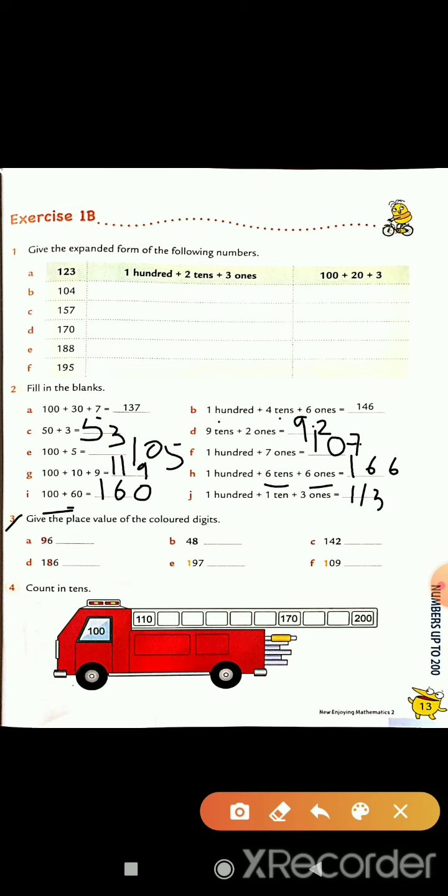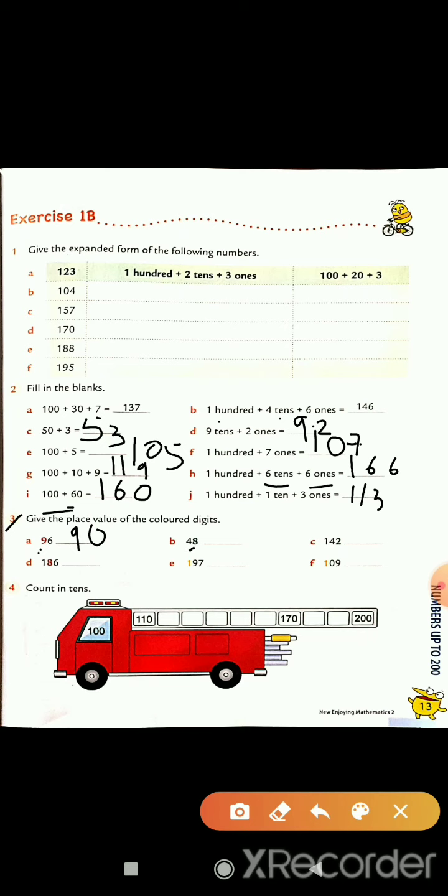Give the place value of colored digits. Whatever digits are colored, you have to give its place value. Okay. A. 196. 9 is colored. So the place value of 9. 9 is in the tens place. So the place value of 9 will be 90. B. 48. We have to find the place value of 8 here.